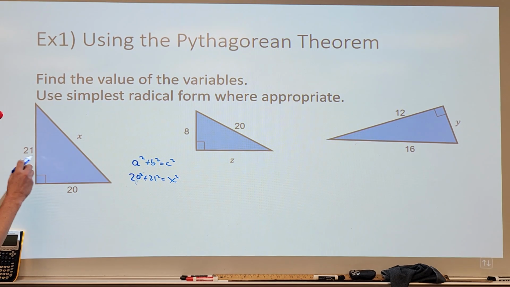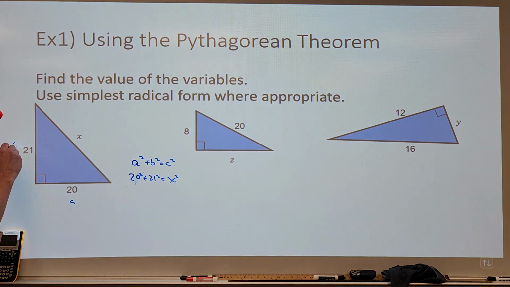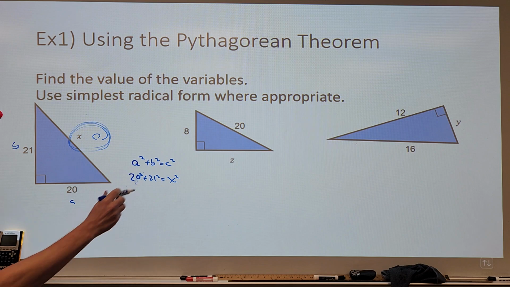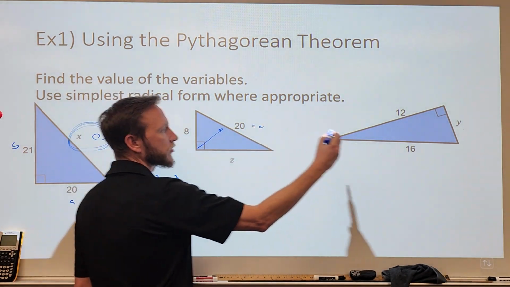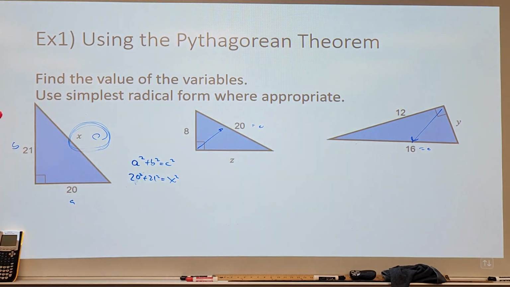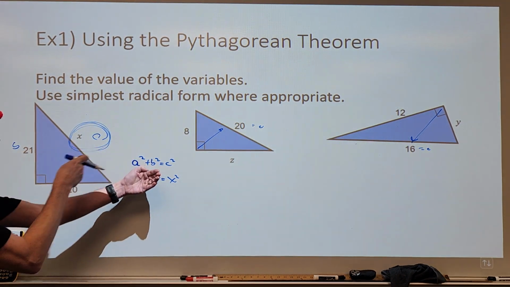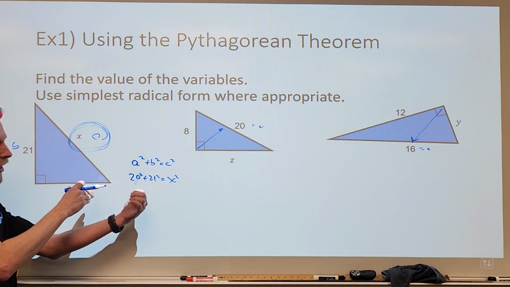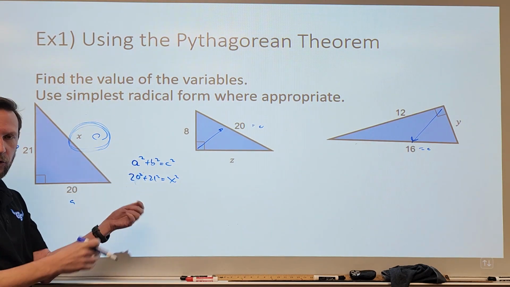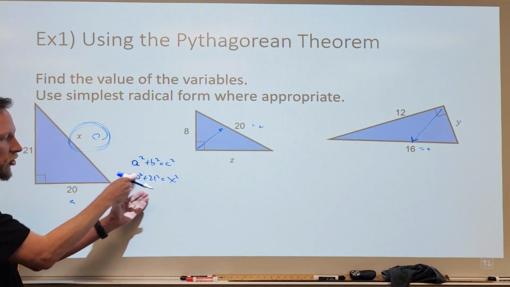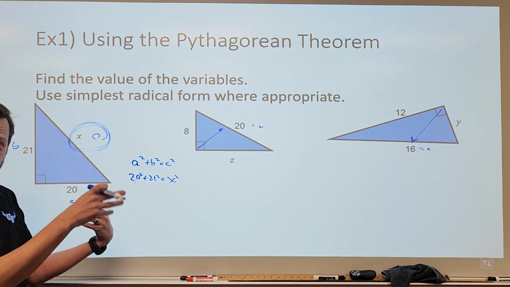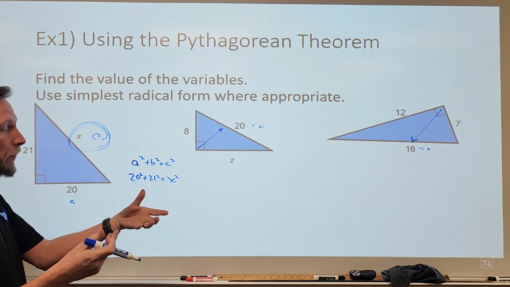One thing to be reminded of is that it doesn't matter which one is A and which one is B, but it absolutely matters which one is the hypotenuse. The hypotenuse is always C. So you have to be able to identify where the hypotenuse goes. If I did 21 squared plus 20 squared, that's the same as 20 squared plus 21 squared. If I change the order, it doesn't change the sum. But if I have the wrong thing on the wrong side of the equation, that messes things up.